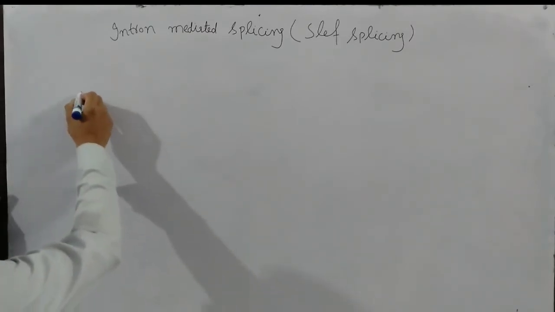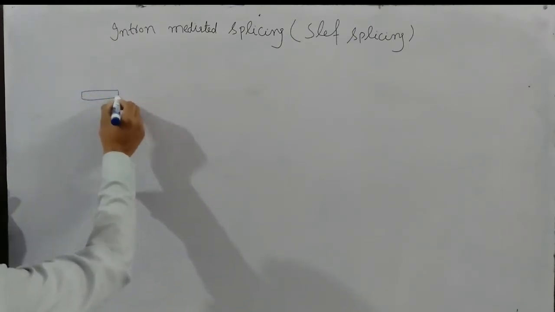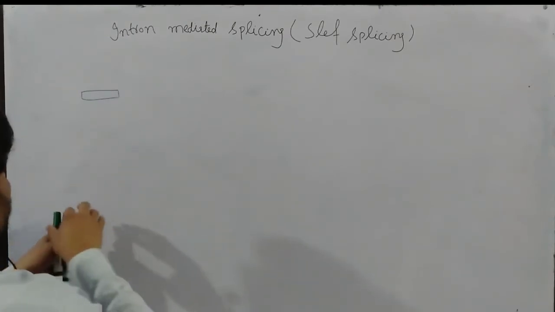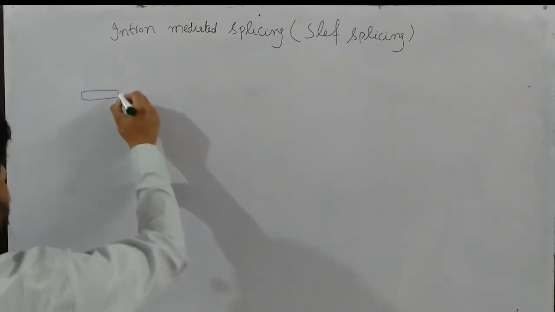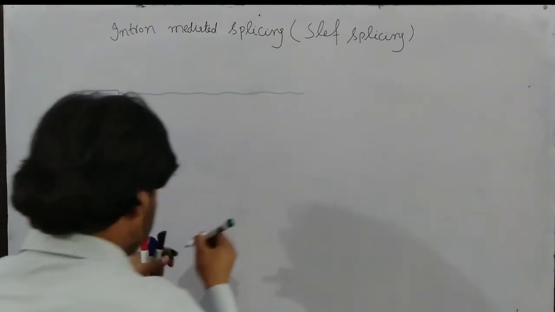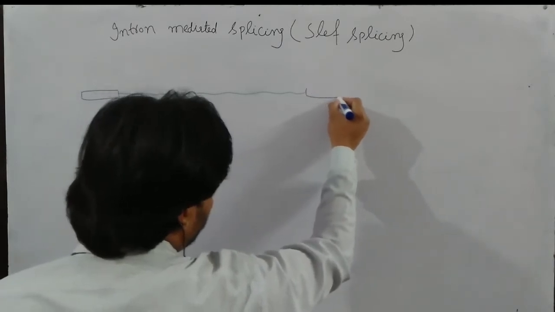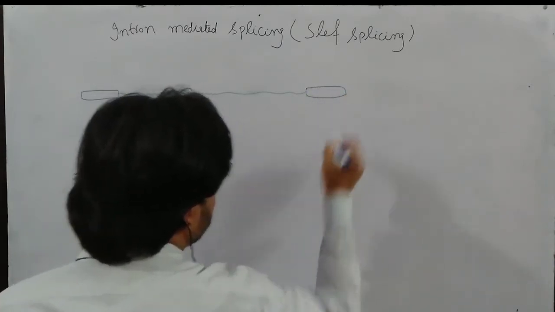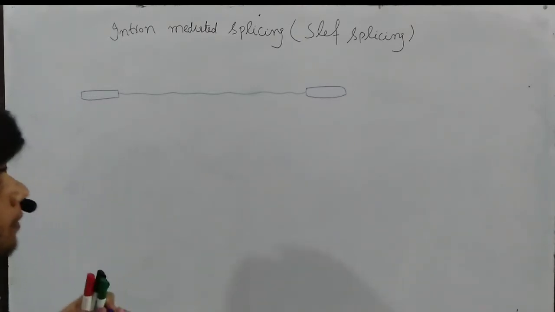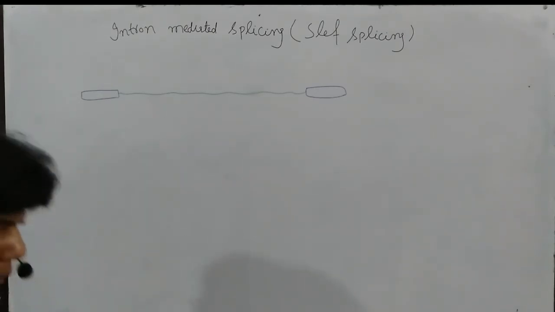Let's suppose this is the premature RNA. It has the exon portion, as you can see, and it also has the intron portion. Let's suppose this represents the intron portion. All of you should know that introns are in a large amount while exons are in a low amount, meaning introns are 97% while exons are 3%. So among this is the intron.